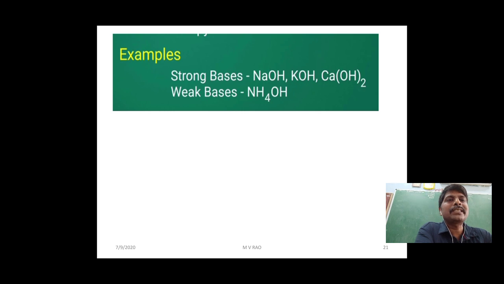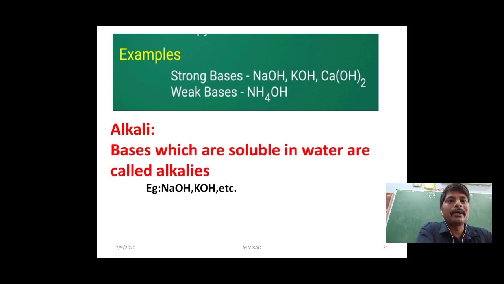Examples for strong bases are sodium hydroxide, potassium hydroxide, calcium hydroxide. What is the example for a weak base? Ammonium hydroxide. Here one more important word: alkali. What is meant by alkali? Bases which are soluble in water are called alkalis. Children, remember, all bases are not soluble in water. Only some bases are soluble in water. Those bases are called alkalis.